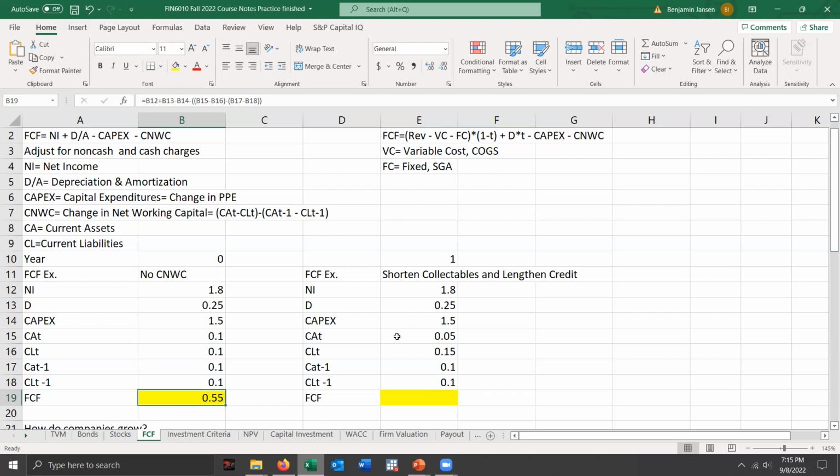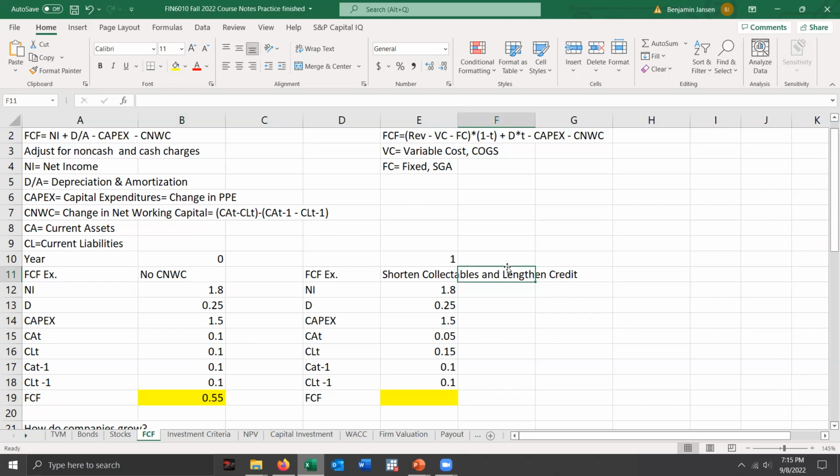So let's see what happens if we make one slight adjustment, right? One of those typical things is shortening collectibles. In other words, reducing the amount of time it takes your customers to pay you in full for the product or service you provided, or lengthening the amount of time that you take to pay for your products and their inputs. Basically, they're mirror opposites of one another, right? Very often, one way that companies can increase their cash flow is by shortening the amount of time people take to pay off. On the flip side, they're at the same time trying to lengthen the amount of time that they're paying off their suppliers.